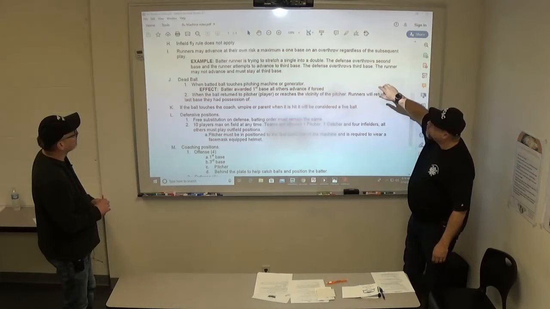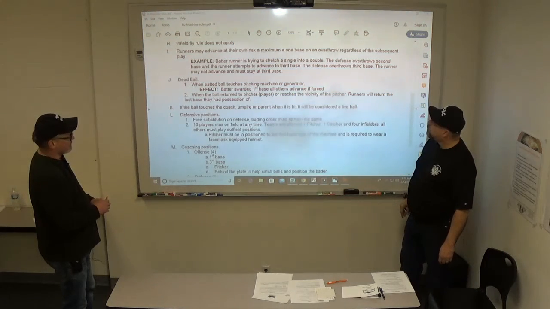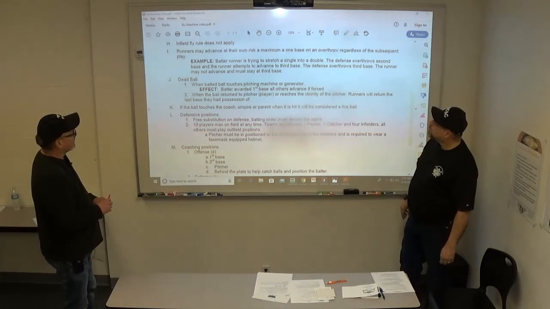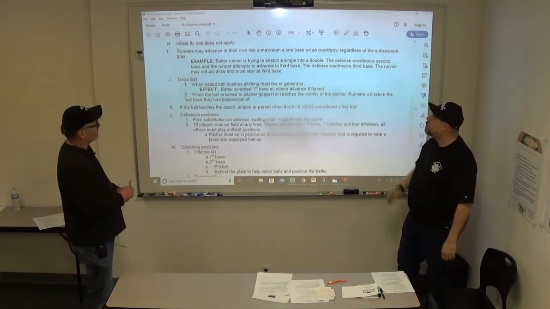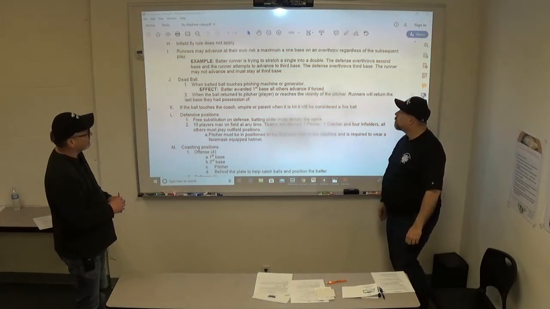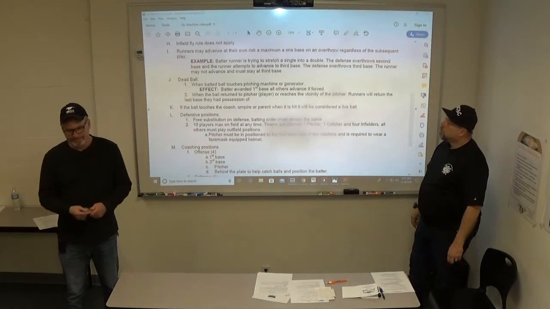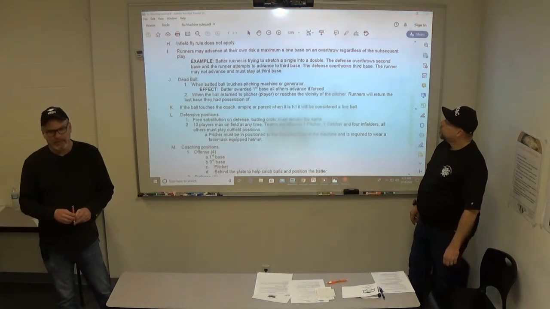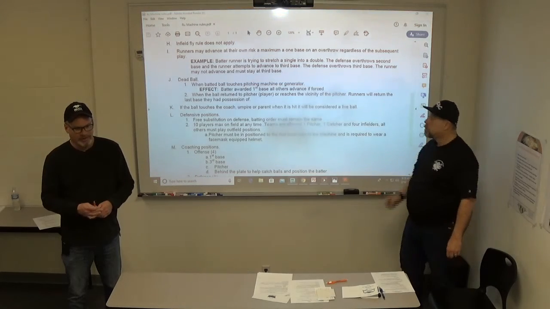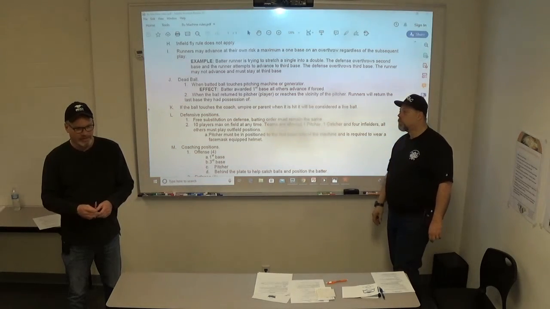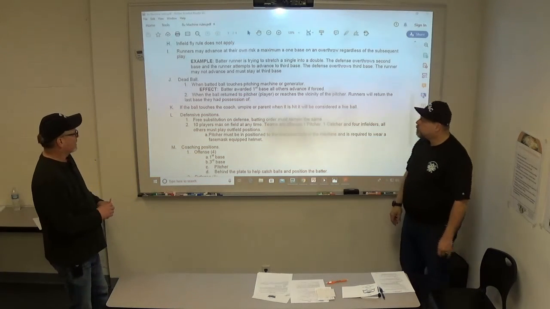Runners may advance at their own risk a maximum of 1 base when the defense overthrows. Example: the batter runner is trying to stretch a single into a double, the defense overthrows second base, and the runner attempts to advance to third. If the defense overthrows third, the runner may not advance. So it can only happen 1 time. If they throw the ball twice trying to get the runner out, it doesn't matter at that point.